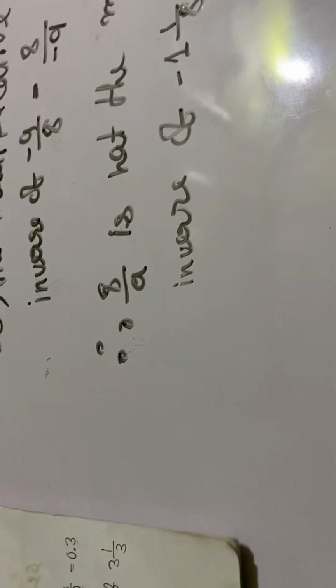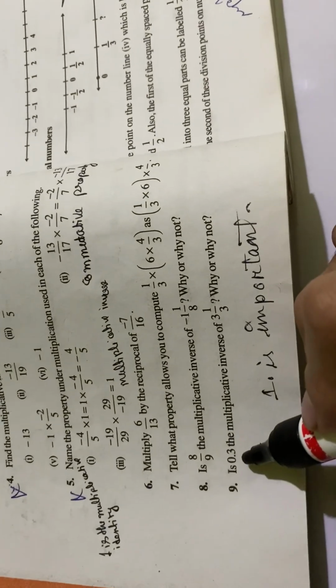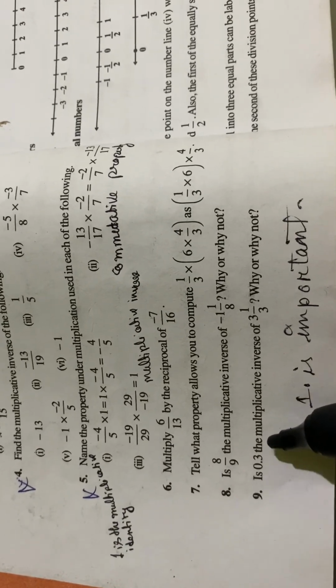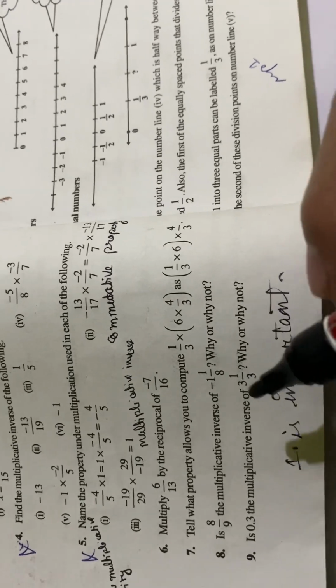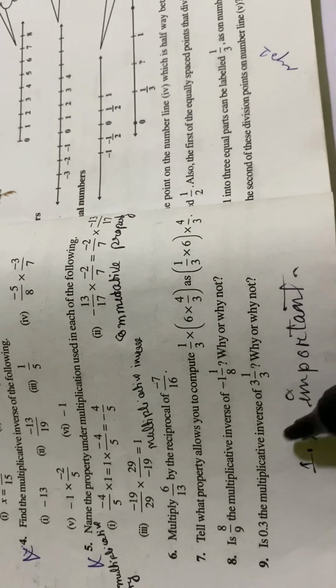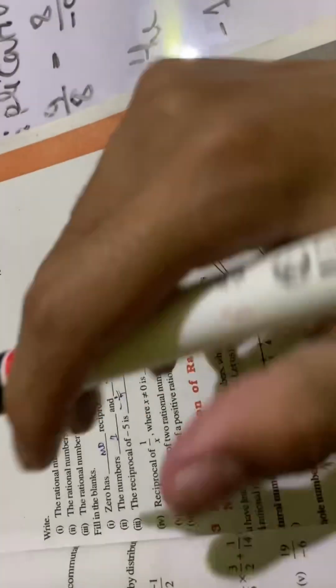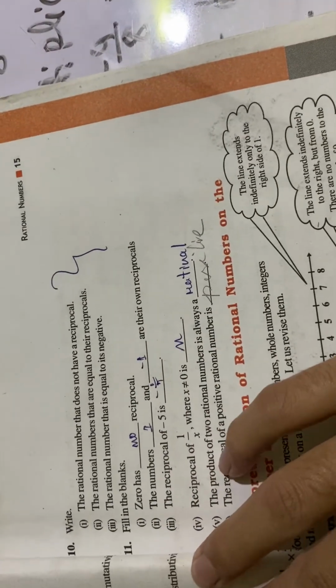Now question number 9 says to find, and question number 9 is just the same. It is 0.3 the multiplicative inverse of 1 by 3? Why or why not? This is just the same, this is true, and you can find the answer by yourself. And we are going to do question number 10 and 11.